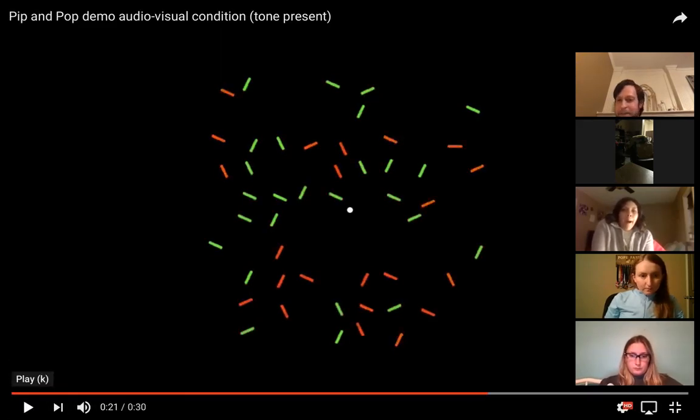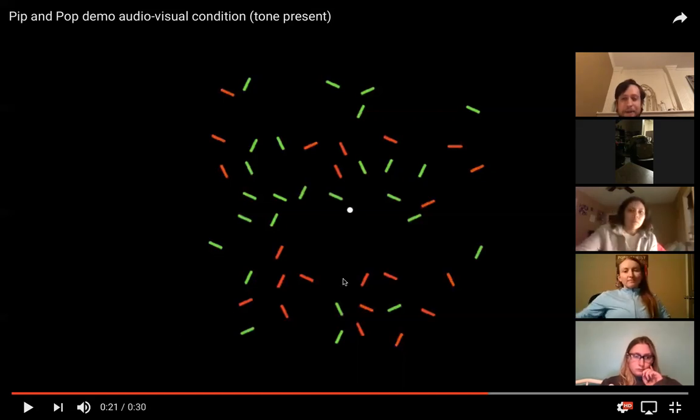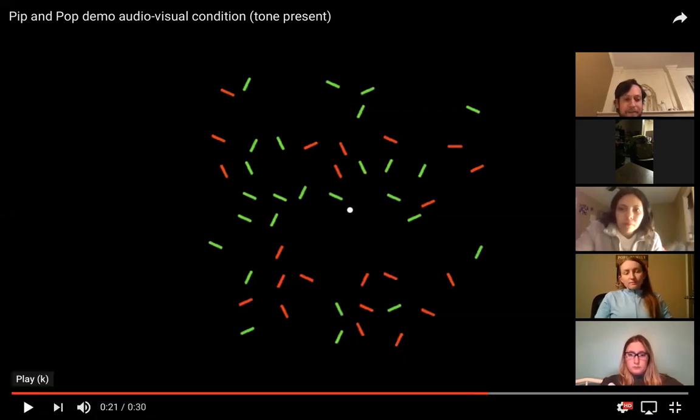Just curious, does anyone think that this one's easier? I see one person nodding, which is very helpful. I see a person shaking their head no. I'm very curious how many people are getting this, but it's supposed to be easier, and I'll show you the data showing that it is. I'll continue for 10 more seconds.